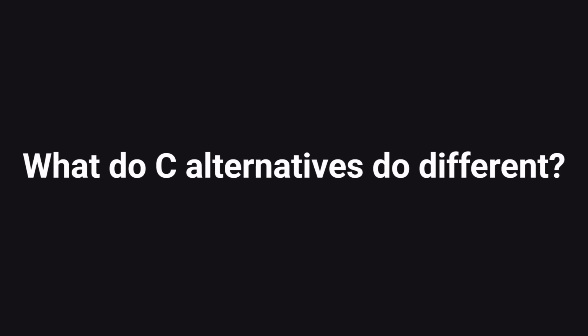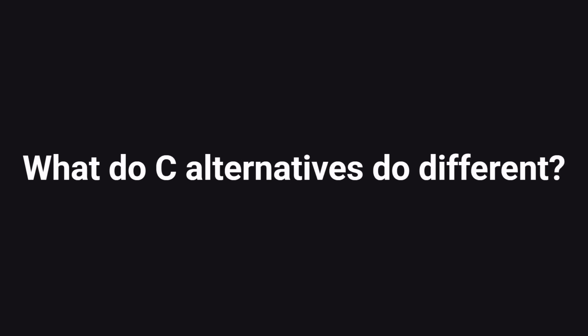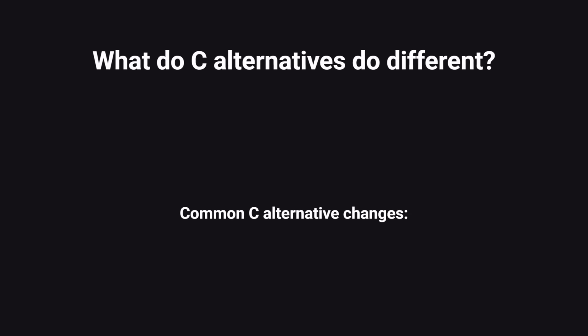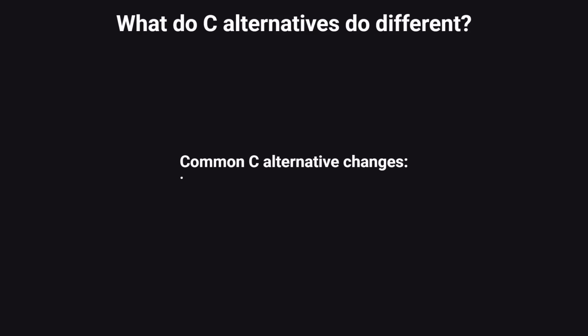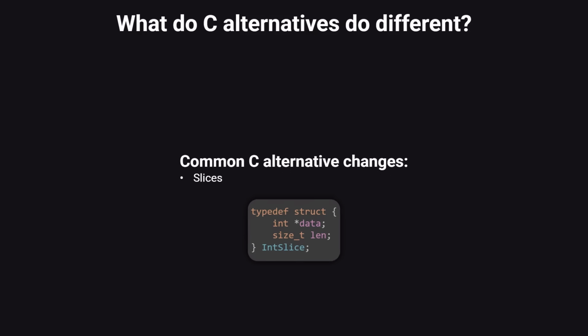So, we know why people like C. What are the C alternatives trying to do differently? Probably the most common change you'll see is some notion of slices. The idea is that we represent lists of items with a pointer to the first item as well as the length. This is the sort of thing people make all the time in C, since C itself doesn't store the length of your arrays anywhere.